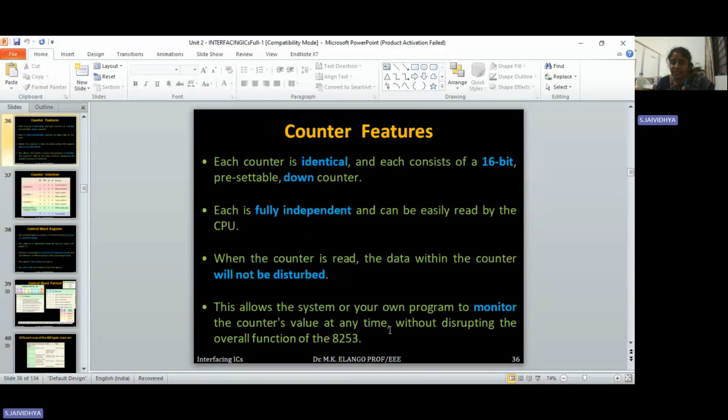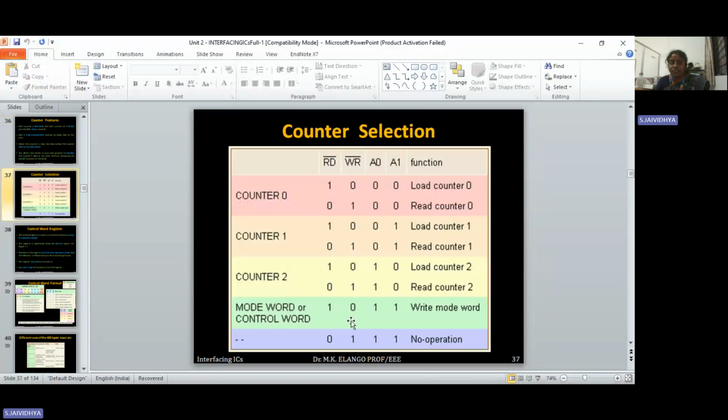All 3 counters, 0, 1, and 2, are identical, and each is a 16-bit resettable down counter. Each is fully independent and can be easily read by the central processing unit. When the counter is read, the data within the counter is not disturbed. This allows the system or your own program to monitor the counter values at any time without disrupting the overall function of the 8253. The counter selection is based on this tabular column.